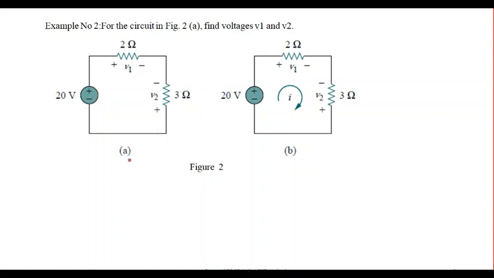If this circuit is given to you, then how to proceed? You can modify the circuit in this way. What kind of modification have I done? I have just assumed that there is a current I flowing in a clockwise direction through the entire circuit. Now which law do we need to use, KVL or KCL? That is the question.